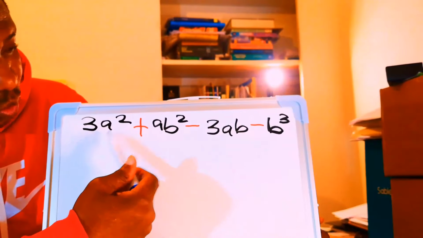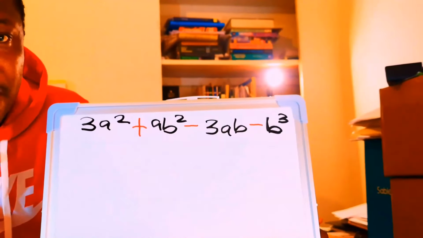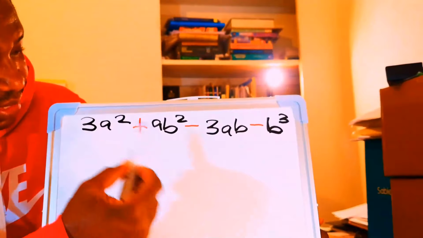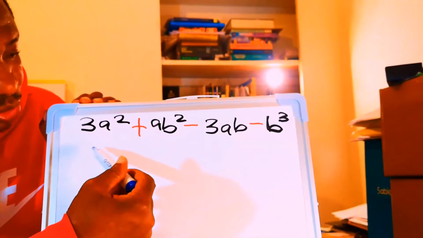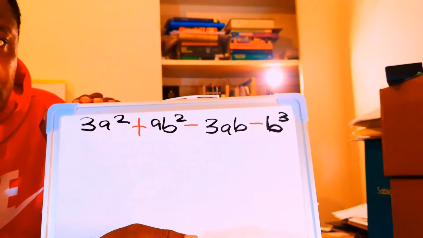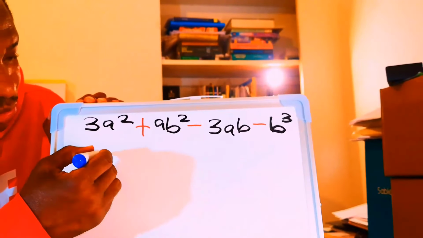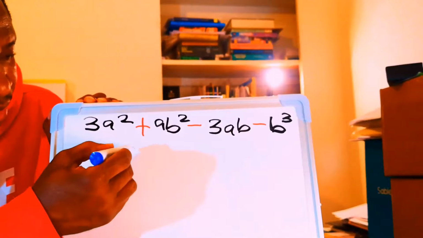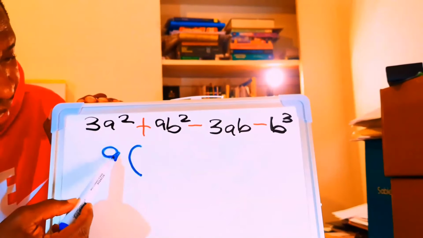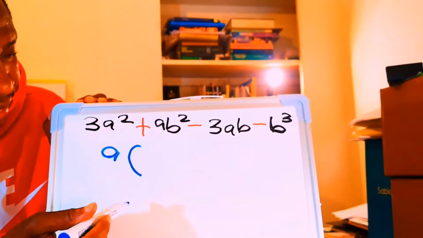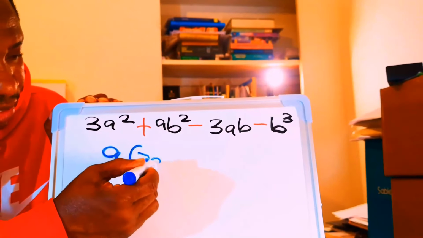Now we have 1, 2, 3, 4 terms. What we're going to do is the first 2 terms is what we're going to consider first. Let's consider what is common in these first 2 terms. What is common here is a. Hence, we're going to open brackets. Now, what will I multiply with this a so that I will get 3a squared, and that will be 3a.